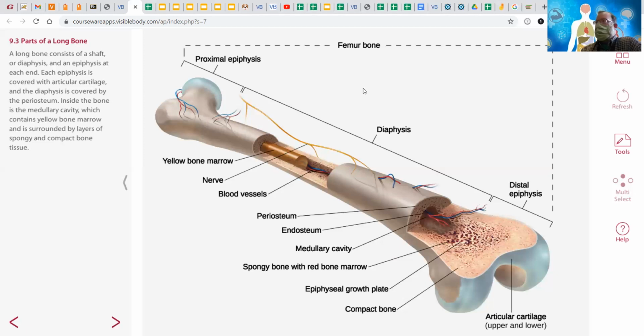Malleus, think of like a mallet. The word mallet means hammer in Latin. So malleus means hammer. Incus means anvil, stapes, stirrup.